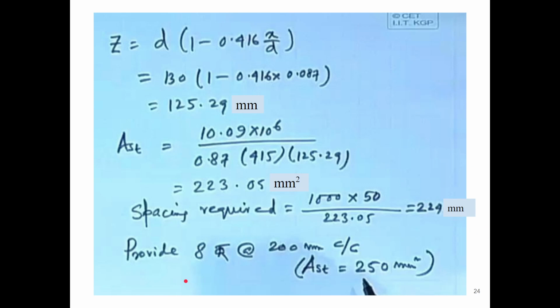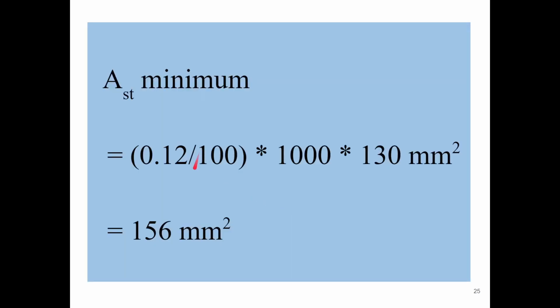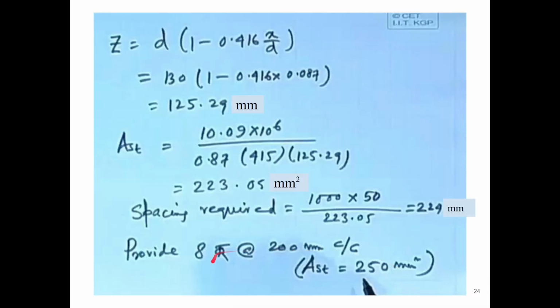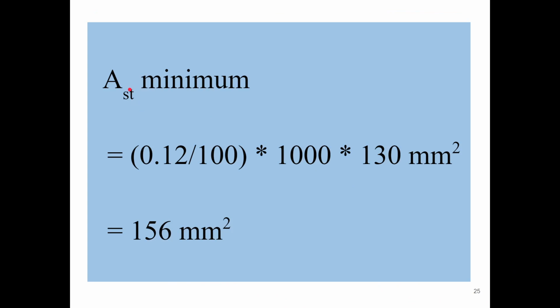This should be the minimum. So it is even better to provide lesser. Let us provide 8 mm bars at the rate of 200 mm center to center. Therefore Ast value will be 250 mm square, which is greater than 223.05. So that is the Ast we have provided. Also, the minimum criteria we can check, Ast minimum.